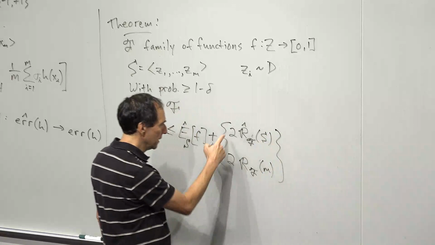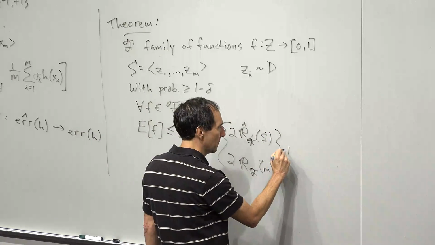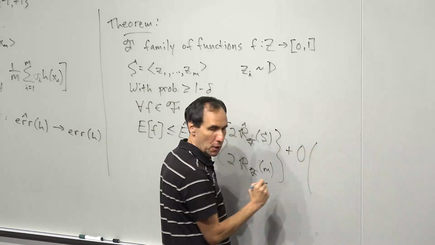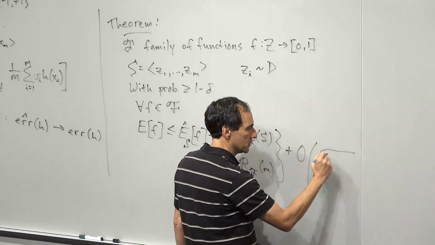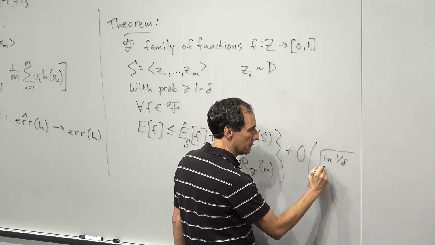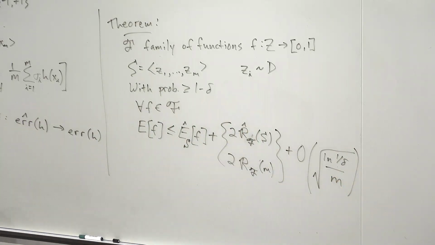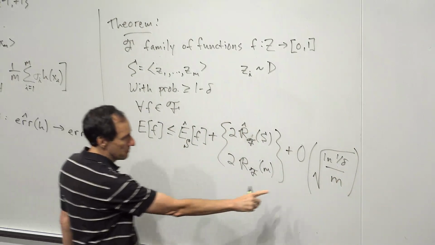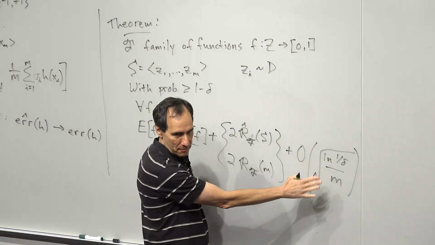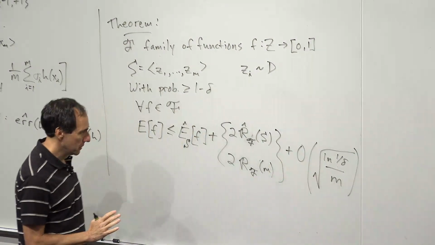Okay, so either one, you get your pick. It's true for both of them. And plus a lower order term, which is like log 1 over delta over m. So this term, you can sort of ignore it. It's kind of lower order.